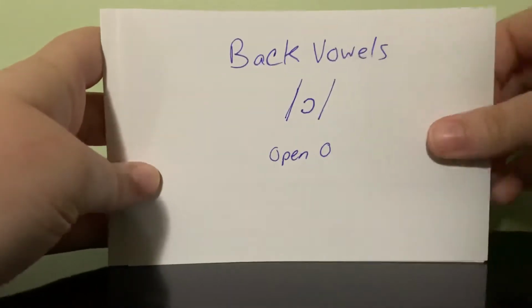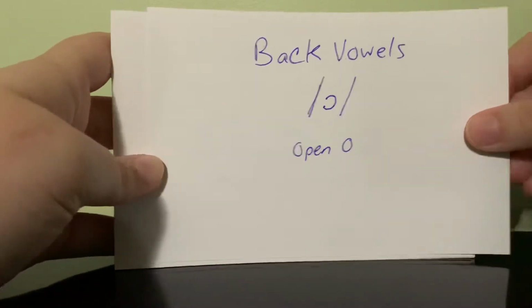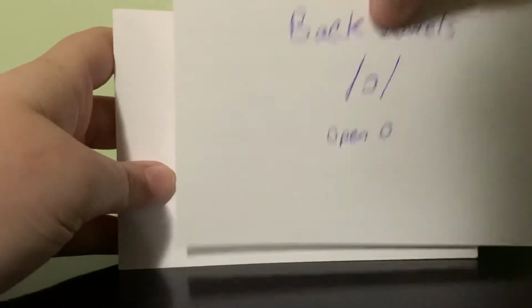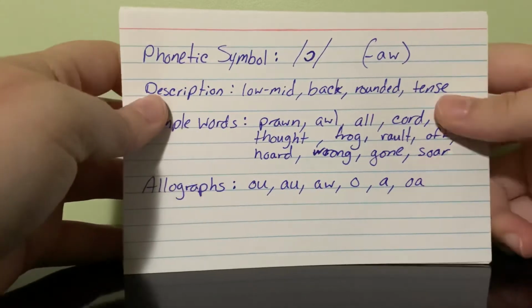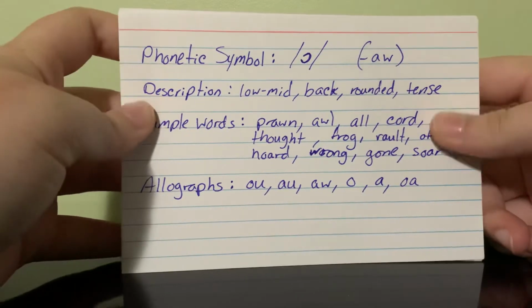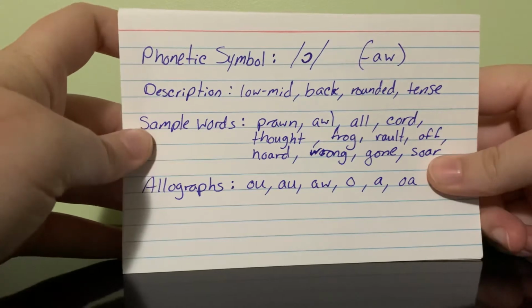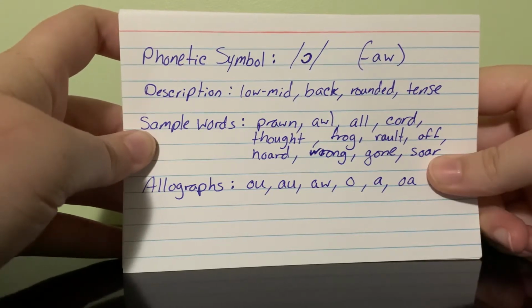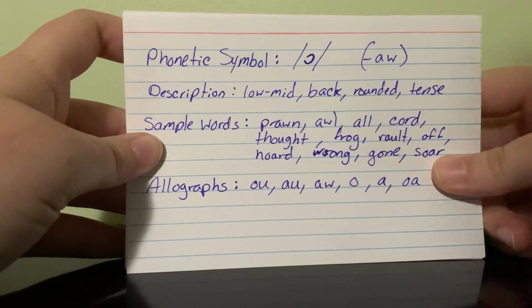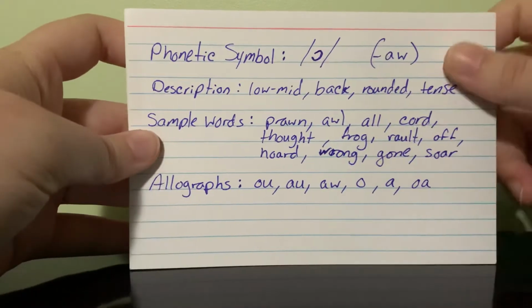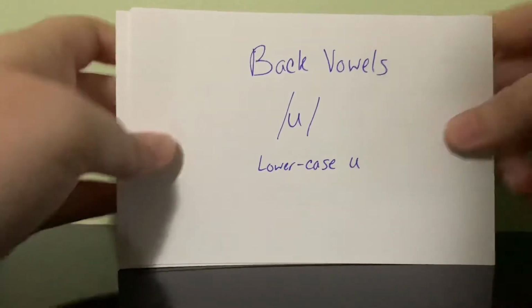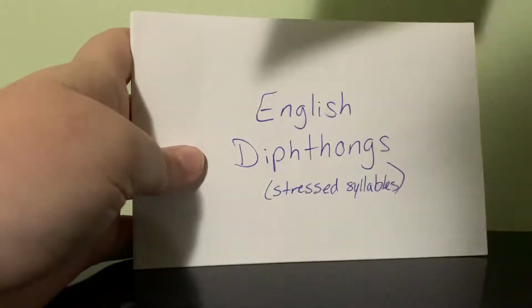This is the open O. In the back vowels, it looks like a backwards C, but it's called an open O, and it makes the sound. So there's a slight difference in it. Description low, mid, and then back, rounded, and tense. Sample words such as prawn, all, cord, frog, off. Allographs here listed at the bottom that it could show up as making that sound. That's the open O.